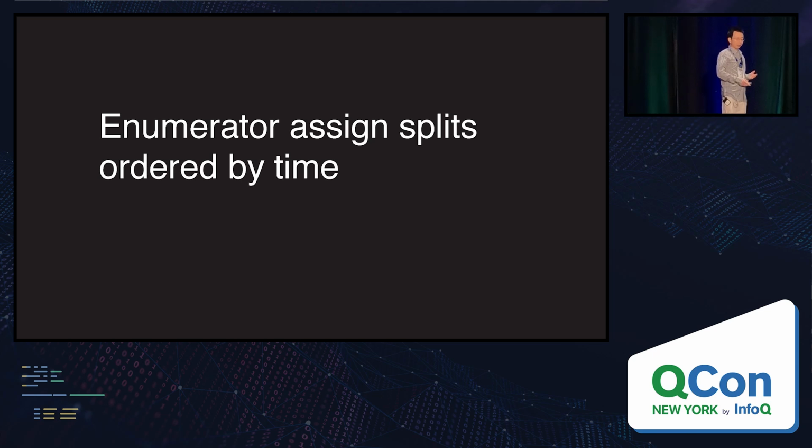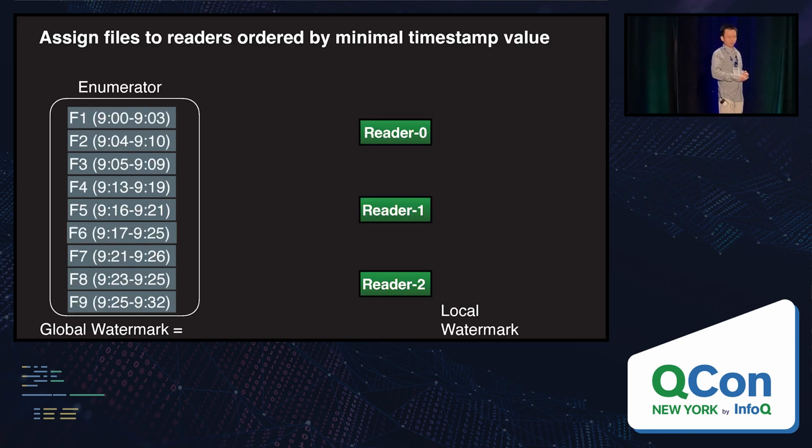The key idea is the Iceberg source enumerator needs to assign the splits ordered by time. Let's assume the enumerator discovered 9 files, and we order those 9 files by the minimum timestamp value from the column-level statistic. Here, the notation means that F1 contains records with timestamps from 9 o'clock to 9:03.